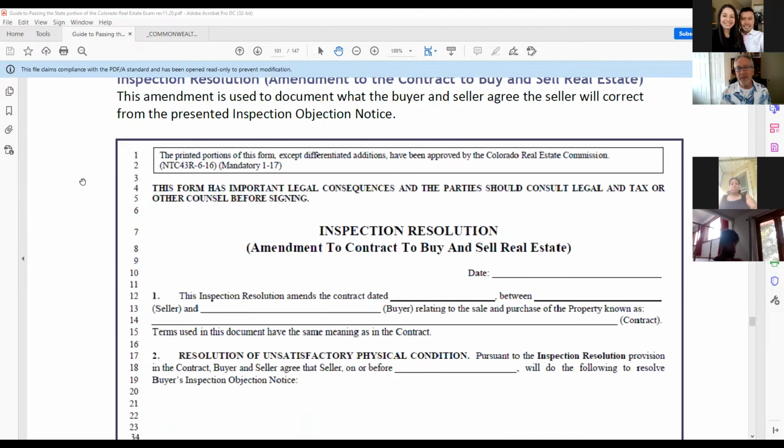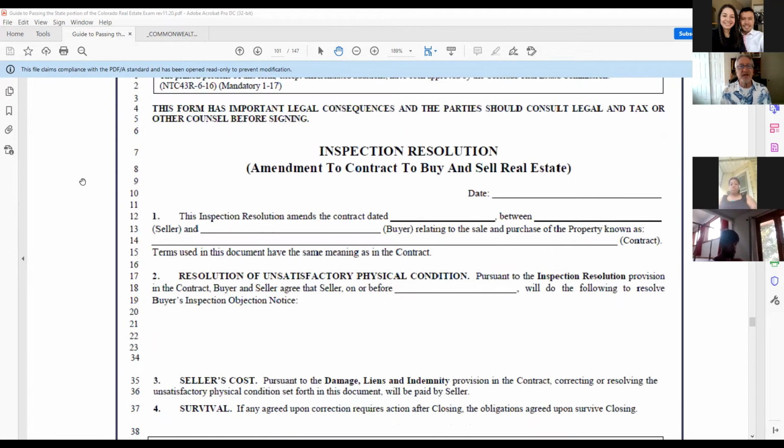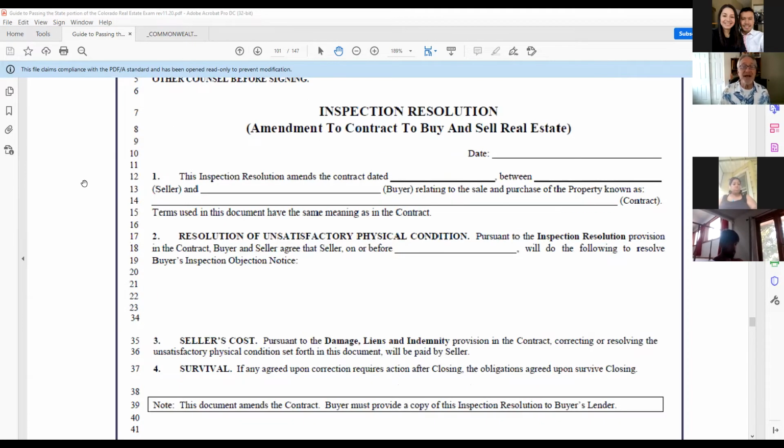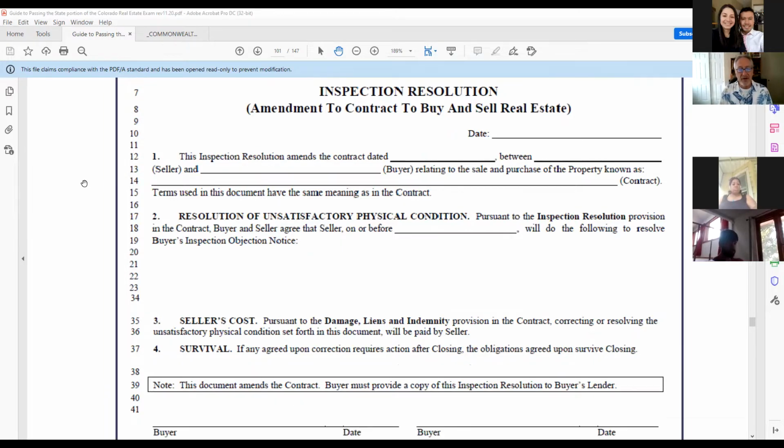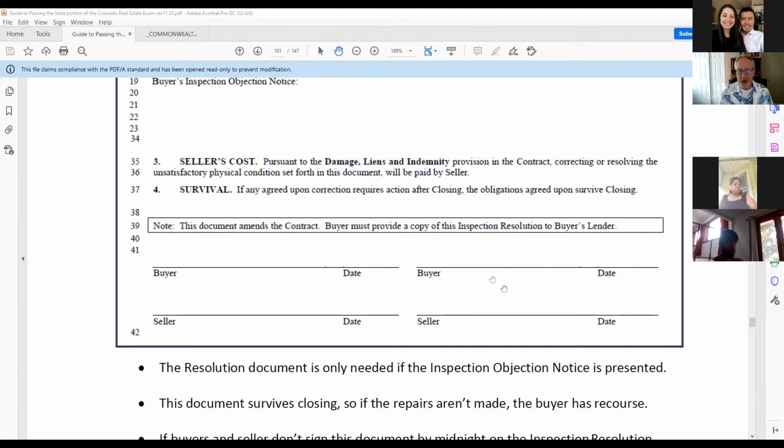Here's the form that everybody does sign. That's the resolution. So once it comes in, the seller decides which items they're going to resolve, and they send this back to the buyer. And if they're okay with what the seller has come up with for a resolution to those objections, then everybody signs this form. And now we've passed that part of the contract. We can continue moving forward.